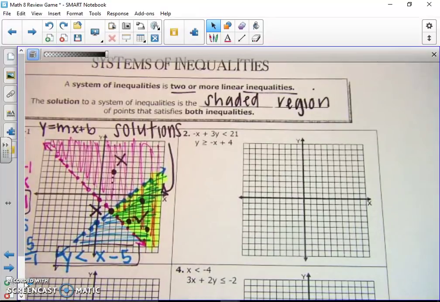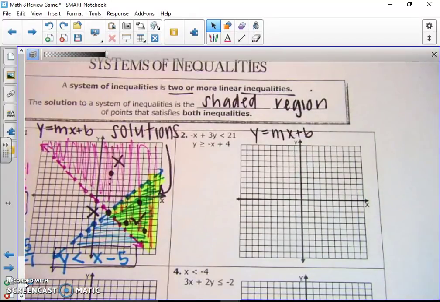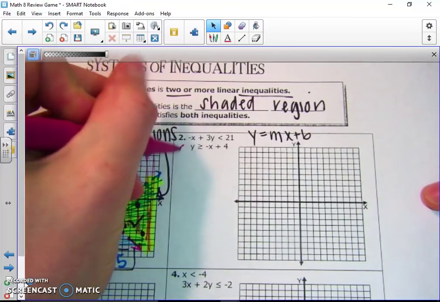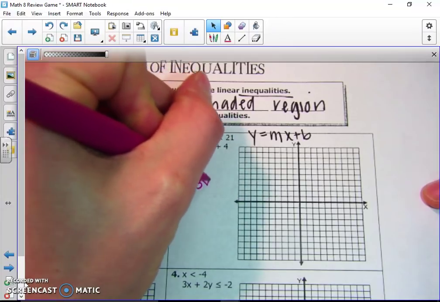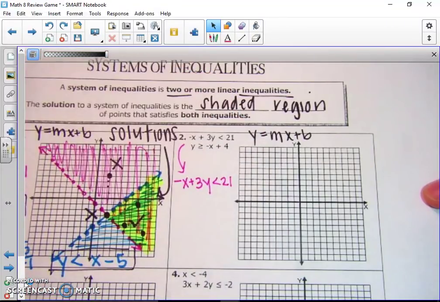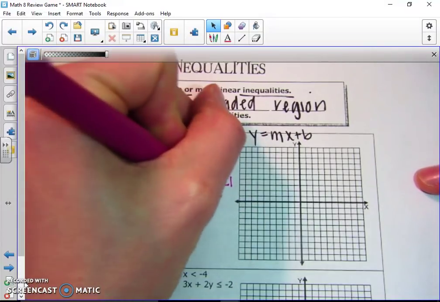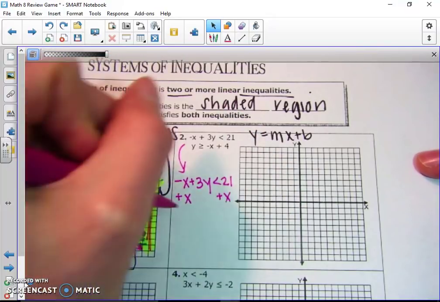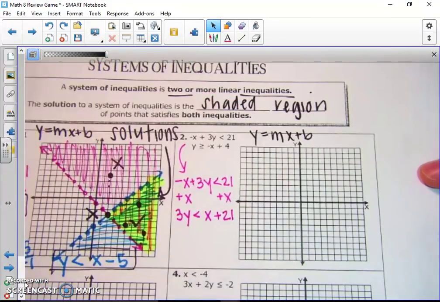Okay, so we've got two inequalities, and I want my inequalities to be in y equals mx plus b form. Now, obviously, we're not going to have an equal sign because these are inequalities, but we certainly do need to change things around. For the first one, we have -x plus 3y is less than 21. And I need to have y equals mx plus b. So we're going to add x to both sides. And we're left with 3y is less than x plus 21.